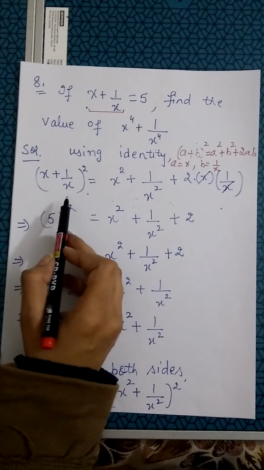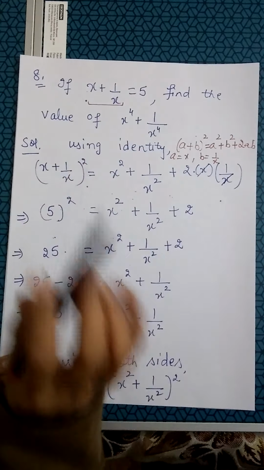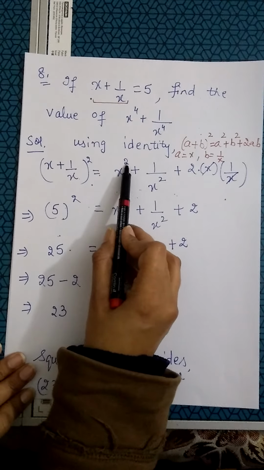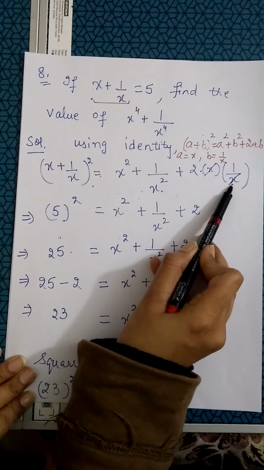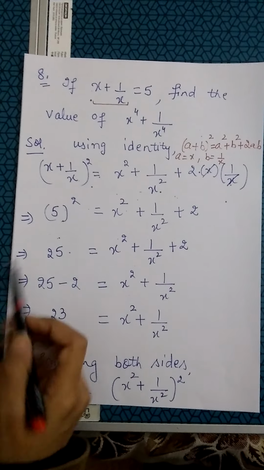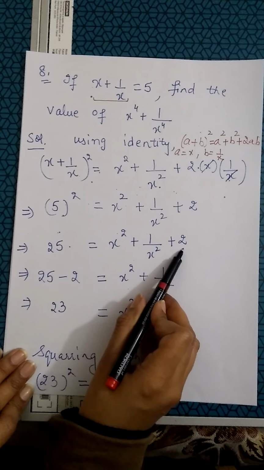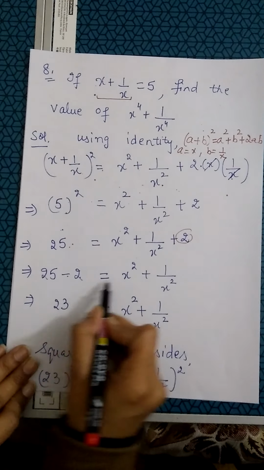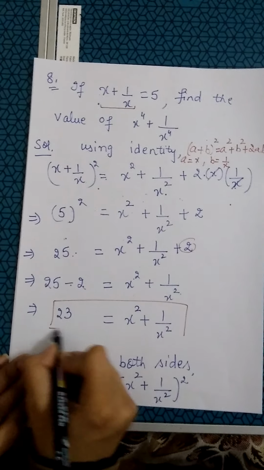So let's apply this. Squaring both sides. I am just squaring both sides, or using the identity. (x plus 1 over x) whole square is equal to x square plus 1 over x square plus 2x into 1 over x. So this x will be cancelled out and we are left with 2. So 25 is equal to x square plus 1 over x square plus 2. I will keep the like terms together. So 25 minus 2 is x square plus 1 over x square, that is 23.